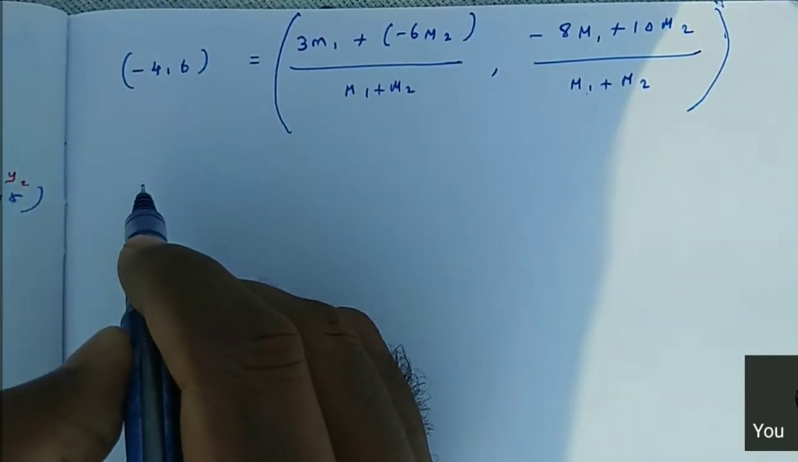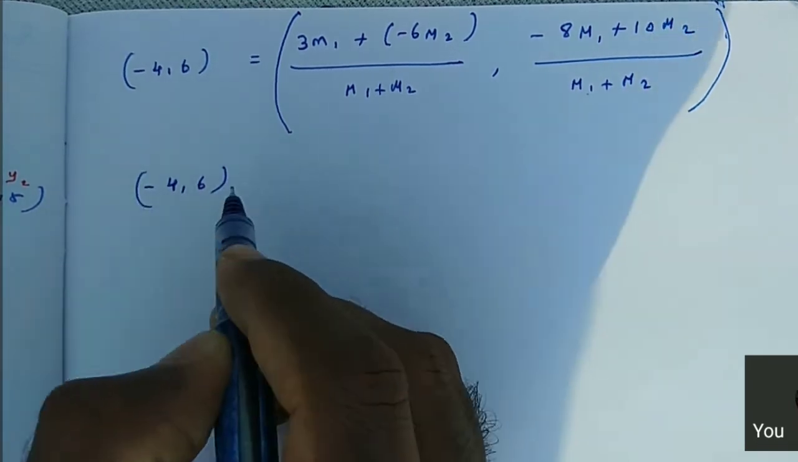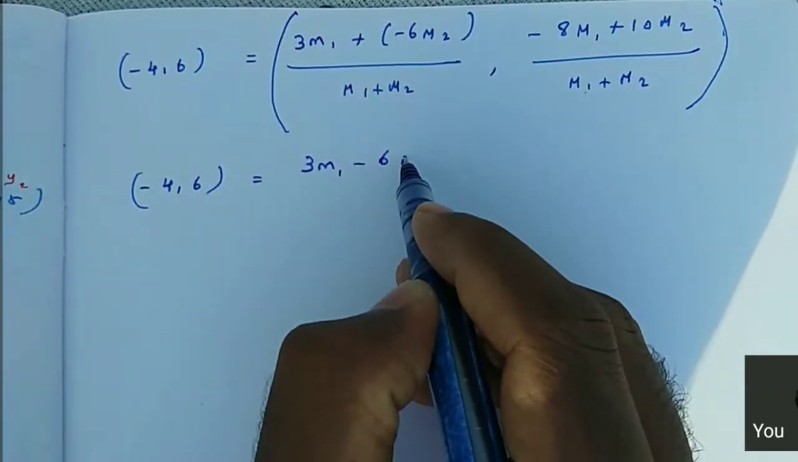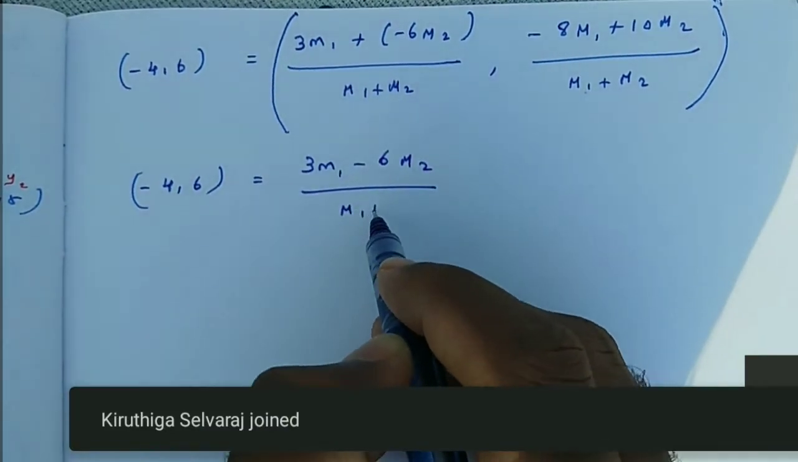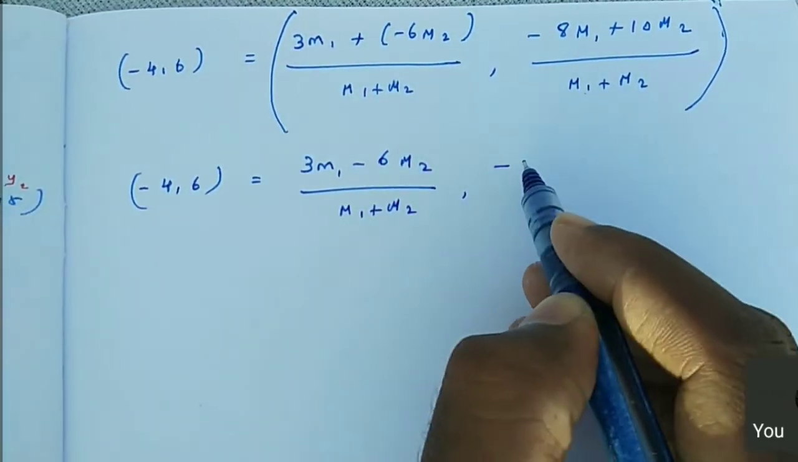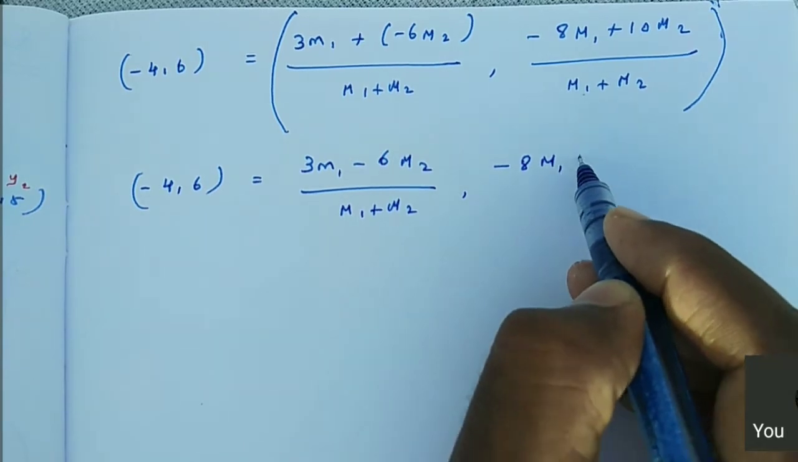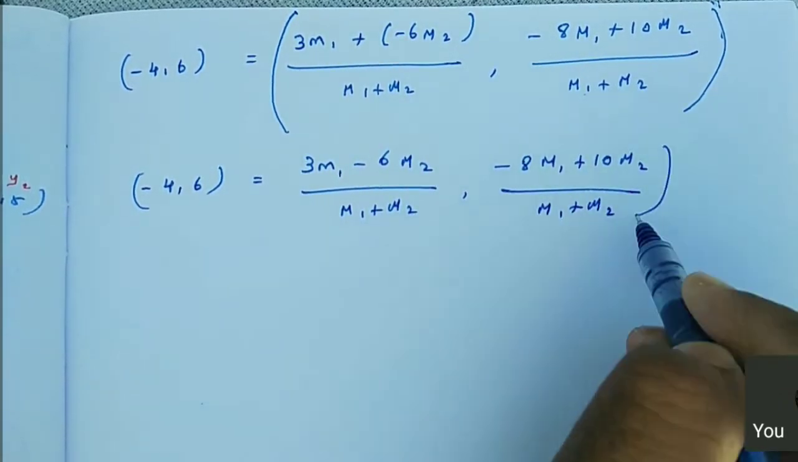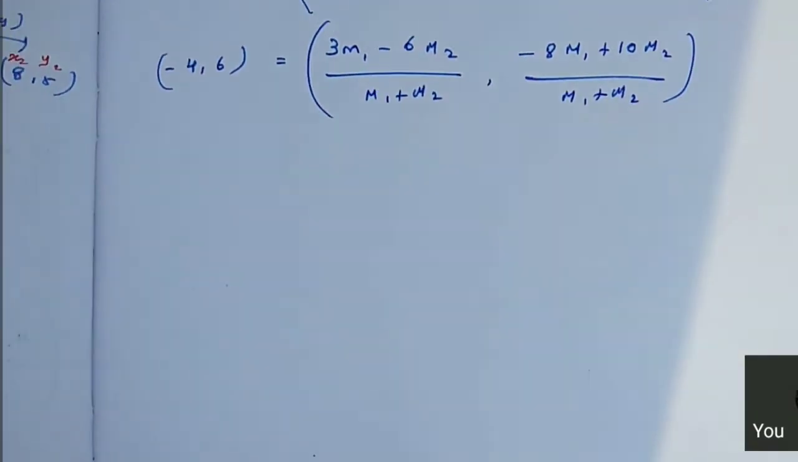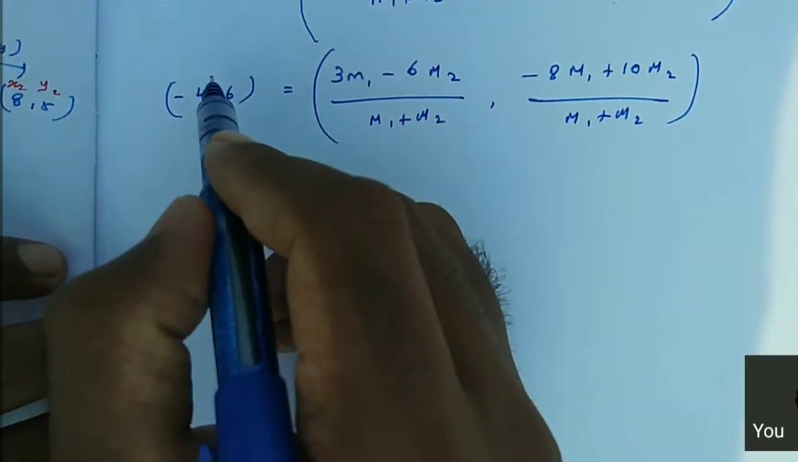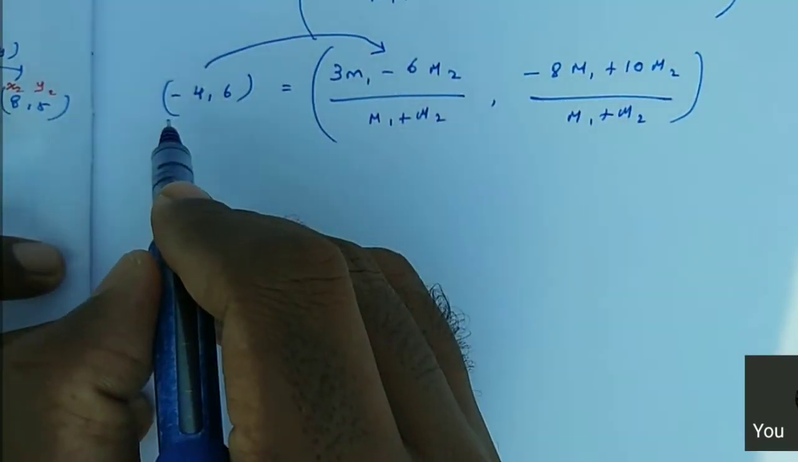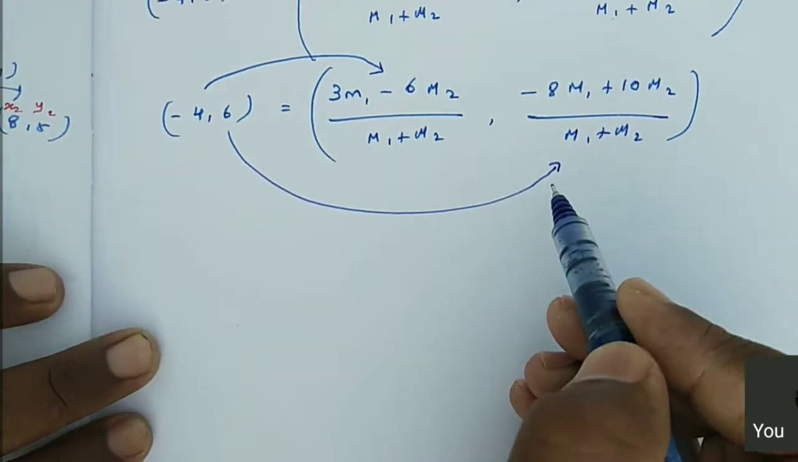Next, minus 4 comma 6 is equal to (3m1 minus 6m2) divided by (m1 plus m2), comma, (minus 8m1 plus 10m2) divided by (m1 plus m2). So what it means is that the x coordinate, minus 4, is equal to the first expression, and when we solve this, the y coordinate 6 is equal to the second expression.